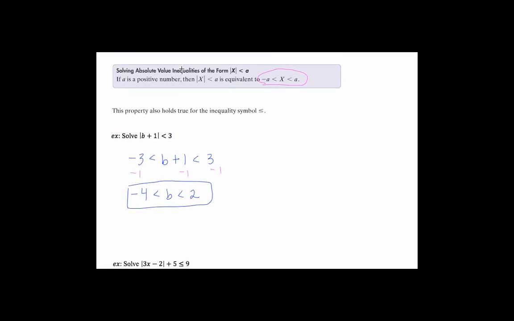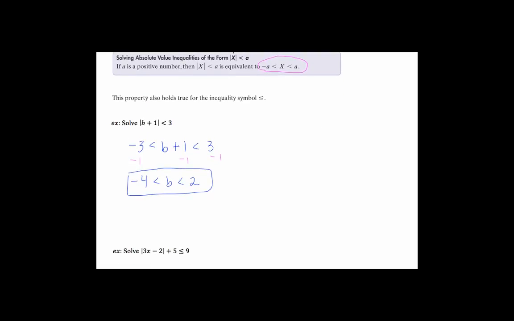Okay, here's another one. Now this one is different in its form in that on the left side we have both an absolute value and a number, whereas up here the left side was just simply an absolute value. So in order to use this method right here, we do have to first solve for the absolute value and get it by itself and hope that the other side is just simply a number.